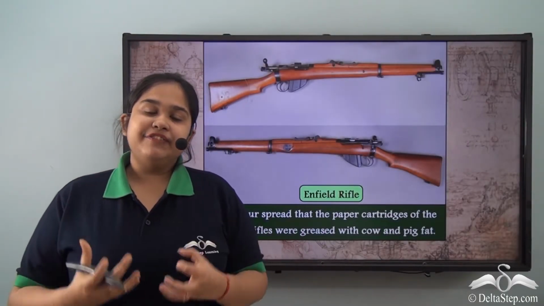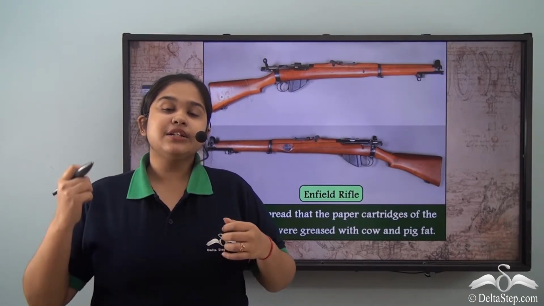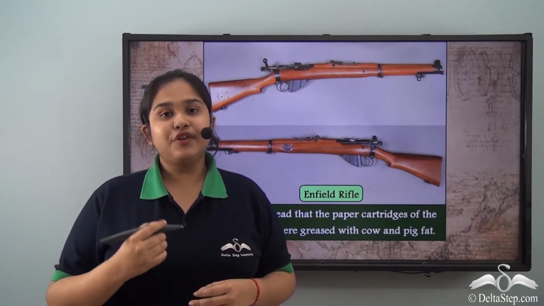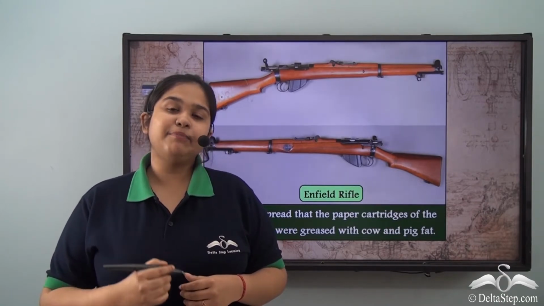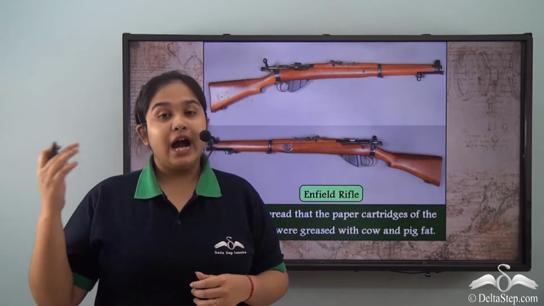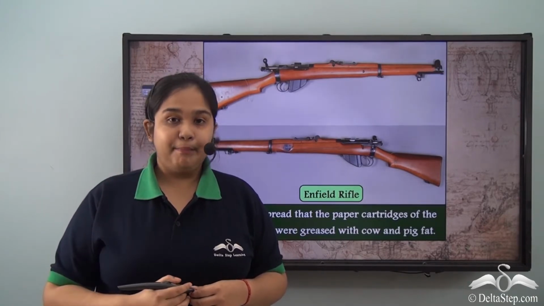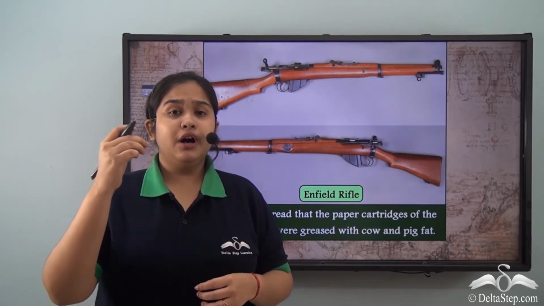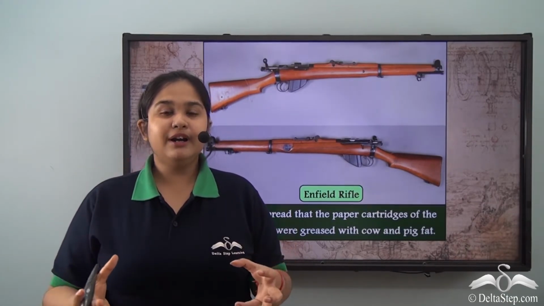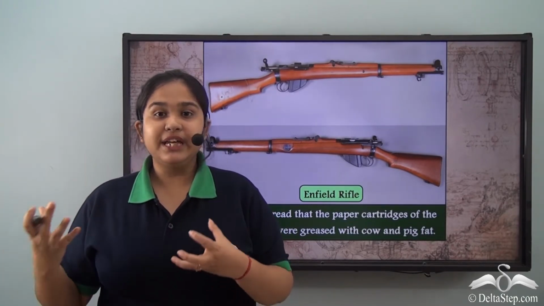Now, in every event that has occurred in history, there always has to be a trigger point that gave the final blow to that event. The coming of the Enfield rifles in the British Army at that point of time was the final blow that triggered the event of 1857, which is called the Revolt of 1857. Now, what exactly happened? Was it the coming of a new rifle? Was it the coming of a new weaponry? It was actually the rumor regarding this weaponry that blew the whistle.